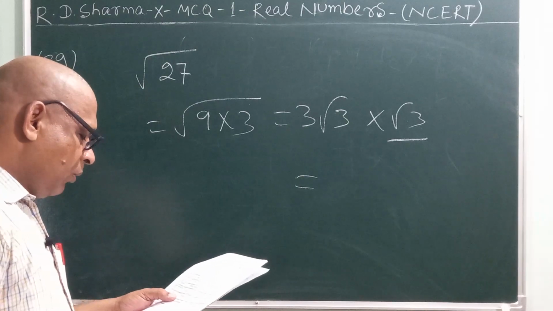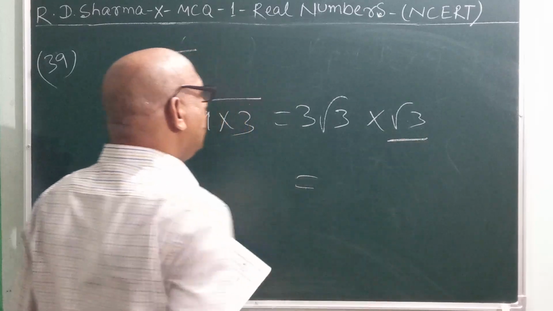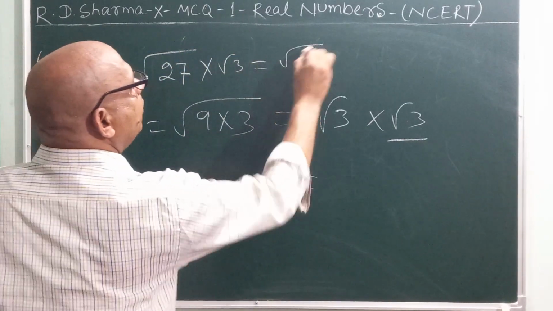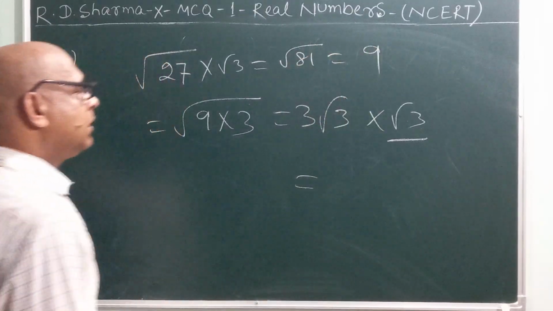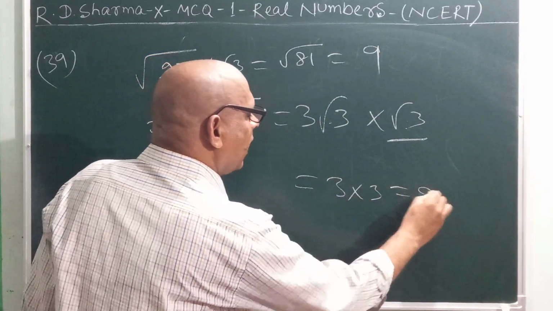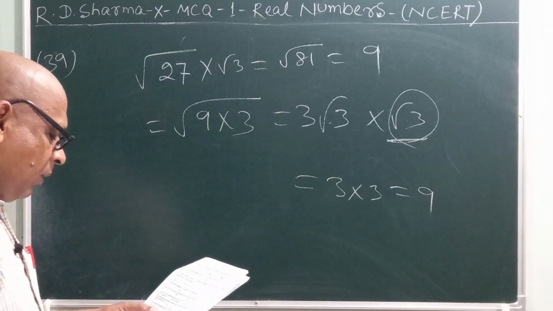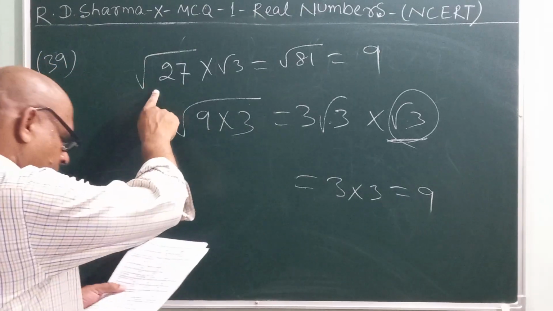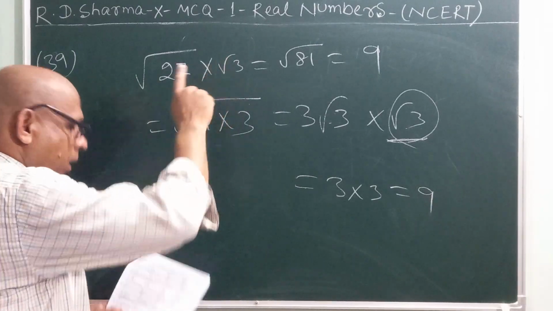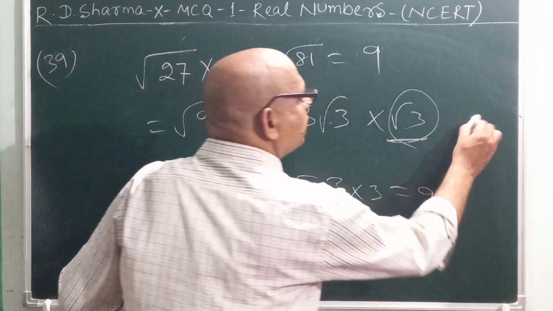The smallest number by which root 27 should be multiplied so that we get a rational number: the answer is root 3. Root 27 into root 3 equals root 81, which equals 9. 3 into 3 into 3 equals 9, rational. The answer is root 3. Option C is the right answer.